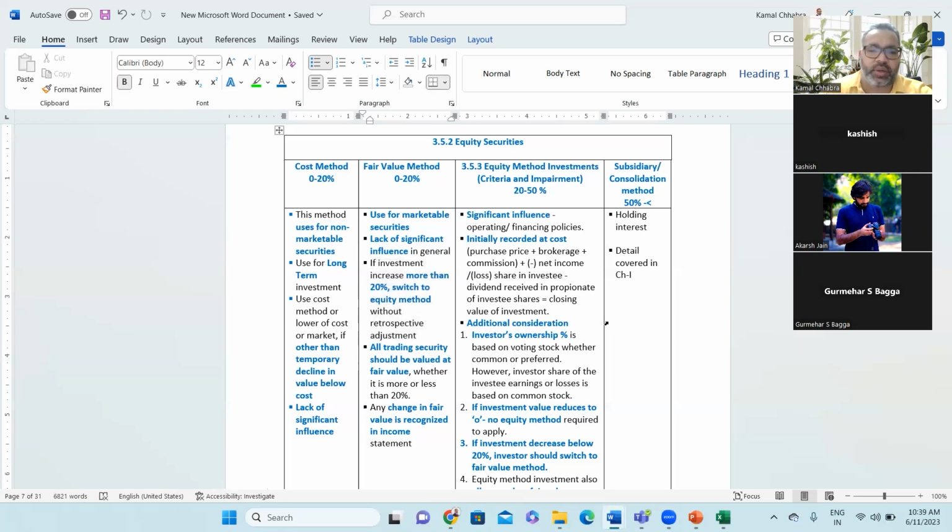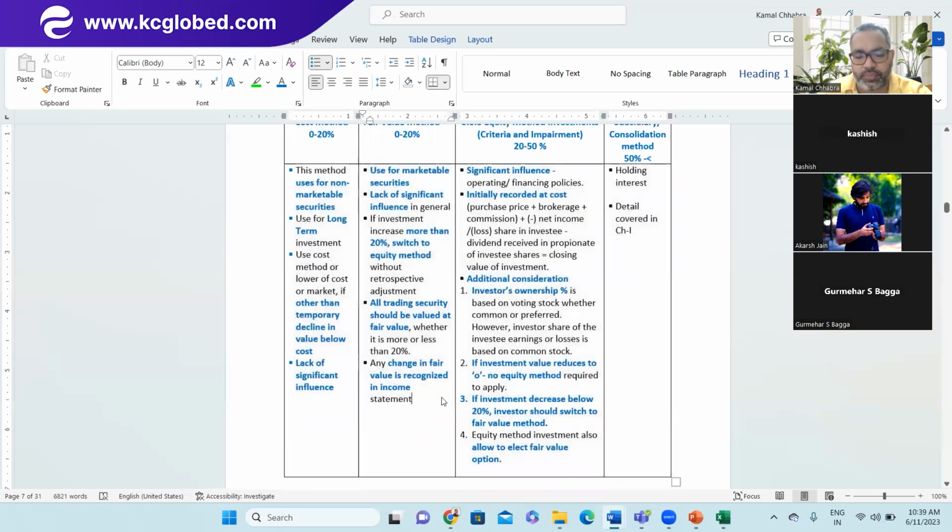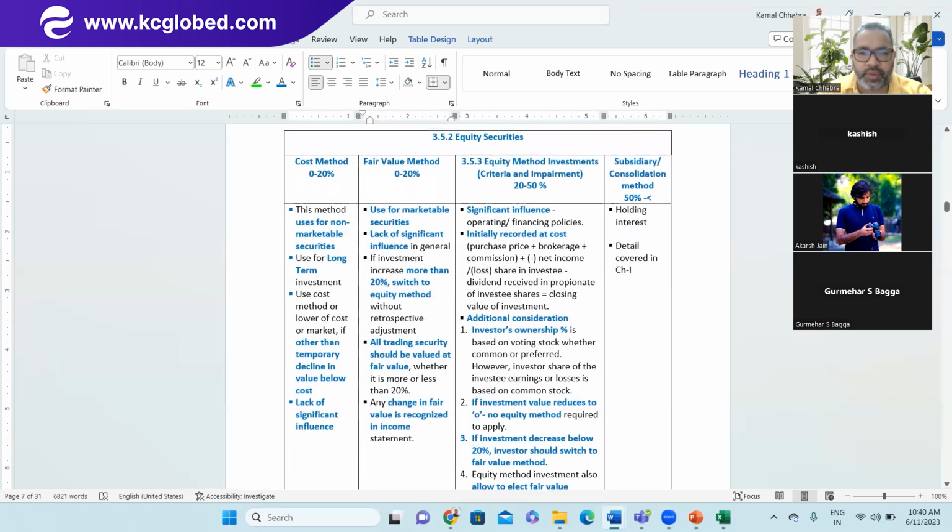All trading securities should be valued at fair value, whether the stake is more or less than 20%. The last one is that any change in fair value needs to be recognized in the income statement, right? So any doubt on the equity method or fair value method?